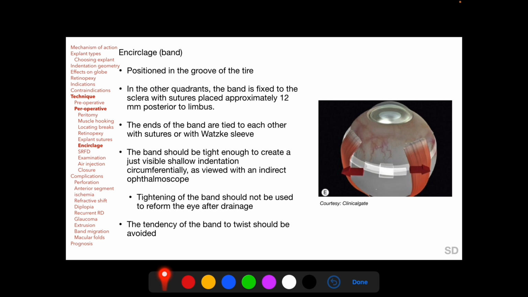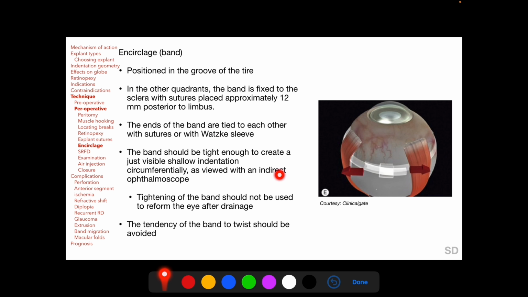And if encirclage with a band is indicated, the band is positioned in the groove of the tire, and in the remaining quadrants, the band is fixed to the sclera with sutures placed approximately 12 mm posterior to the limbus. The ends of the band are tied to each other either with sutures or with Watzke sleeve, as shown here in this image. The band should be tightened to create a just visible shallow indentation circumferentially all around, as viewed with an indirect ophthalmoscope.